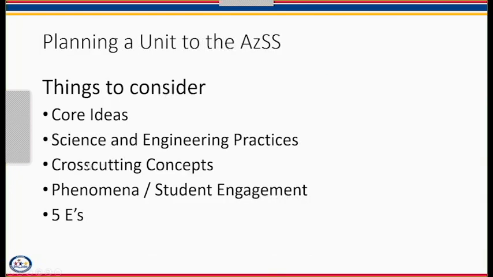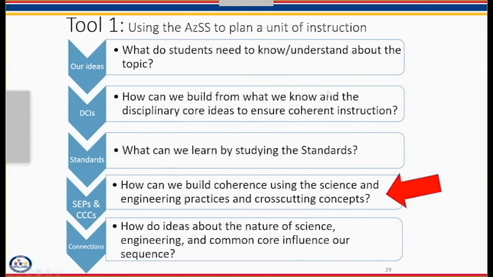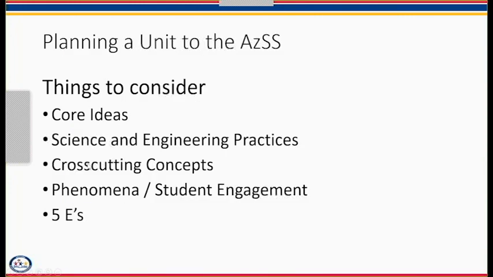So now we just spend a time on the core ideas, what students need to know. Now we need to think about those other parts of three-dimensional science instruction. So we need to get in those science and engineering practices and the cross-cutting concepts. As we chunked this, the first thing we did was we wanted to know what students need to know and understand about the topic. Then we built from what we know and the core ideas to ensure coherent instruction.